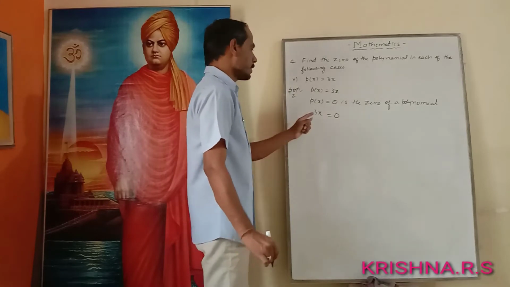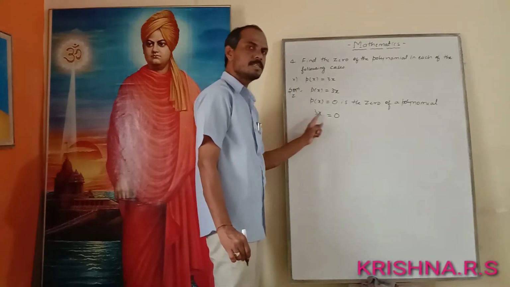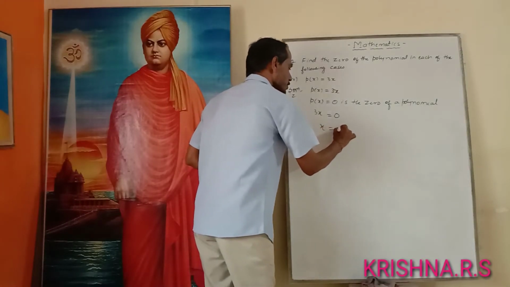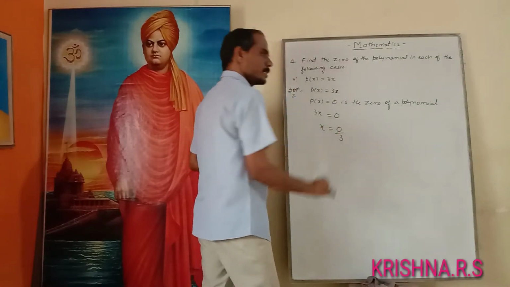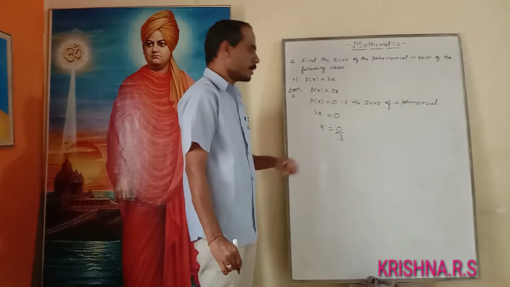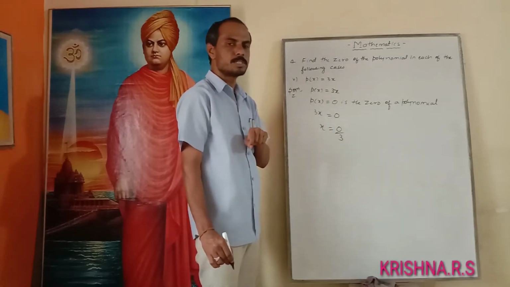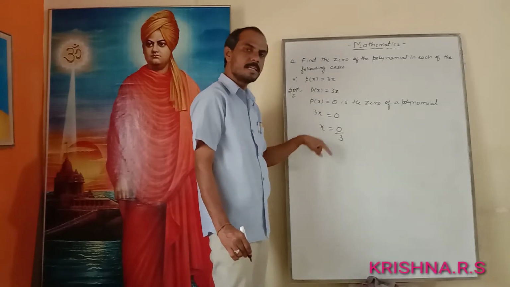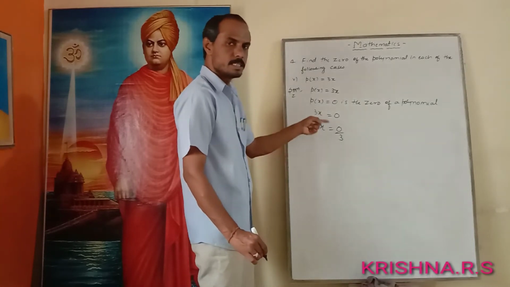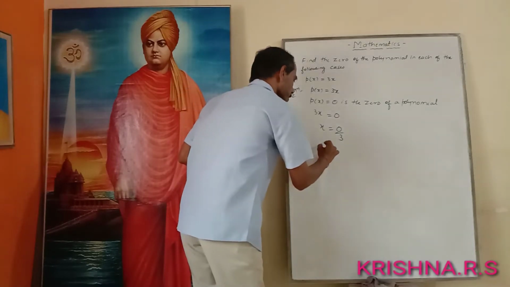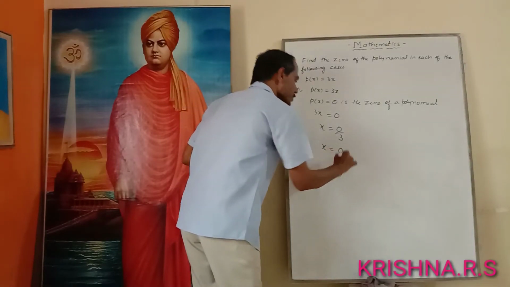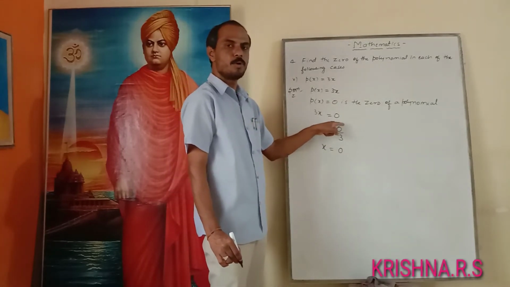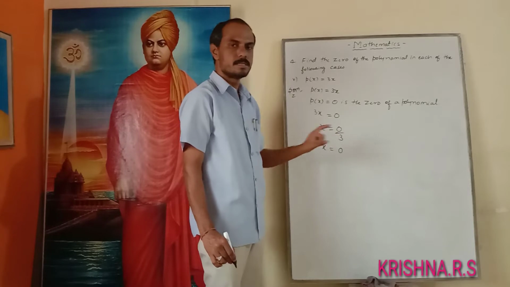What is the next step? It is 3 into x. 3 to send this side means cross multiply. X is equals to 0 by 3. Here one of the concepts we have to know, students: 0 divided by any number, that value is always equals to 0. Okay, this concept is very important. 0 by any number is equals to 0 only.